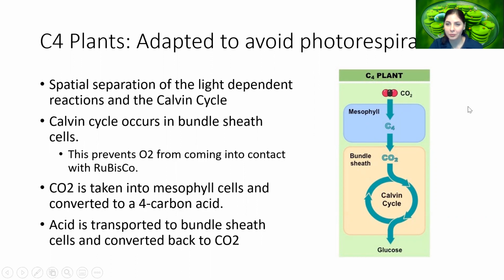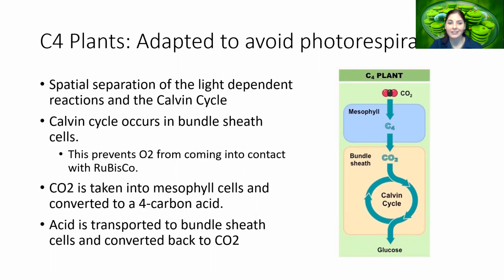We have C4 plants and we have CAM plants. Now in C4 plants, we know that there's a spatial separation of our light-dependent reactions as well as the Calvin cycle. Now the Calvin cycle occurs in bundle sheath cells, and this prevents oxygen from coming into contact with the enzyme rubisco. So that process basically doesn't happen because of this barrier.